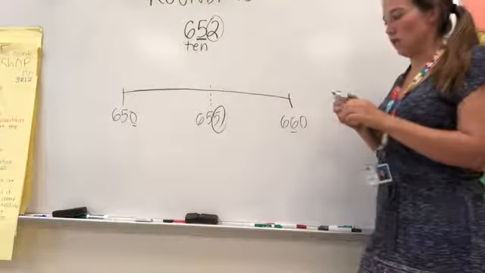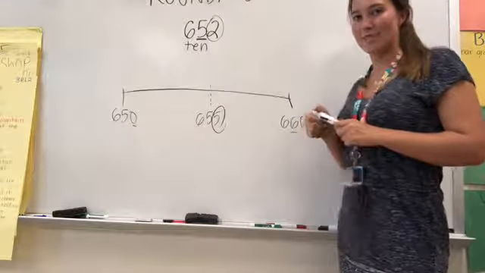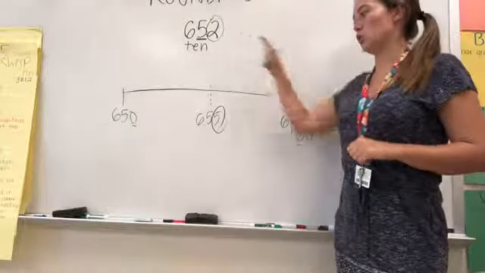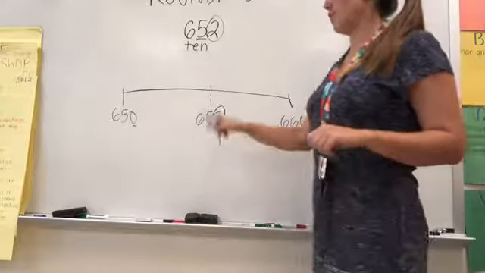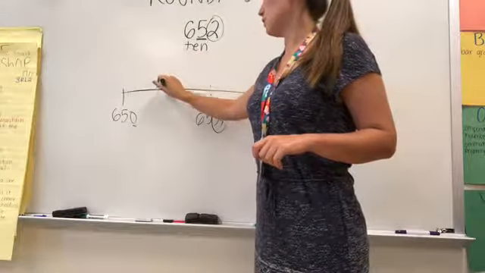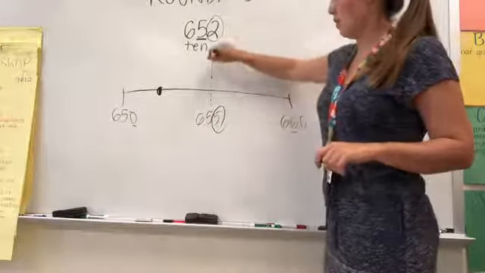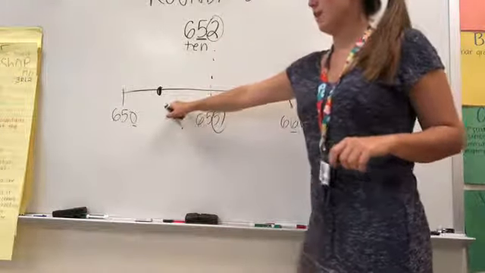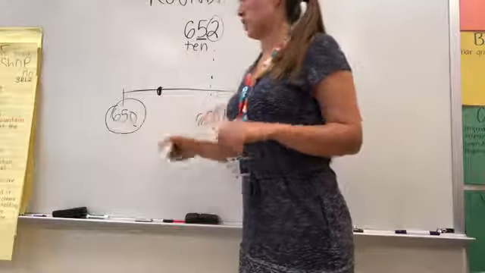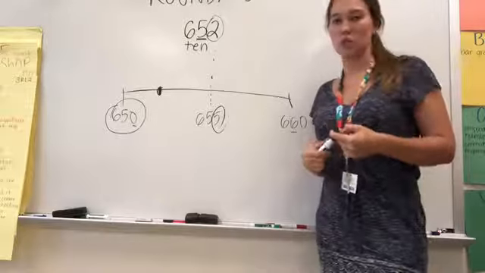So you could talk to your student. Is 2 greater than or less than 5? They should know 2 is less than 5. Therefore, 652, this number, falls somewhere down here on the number line. If it is on this half, it rounds down to 650. So the answer in this case would be 650.